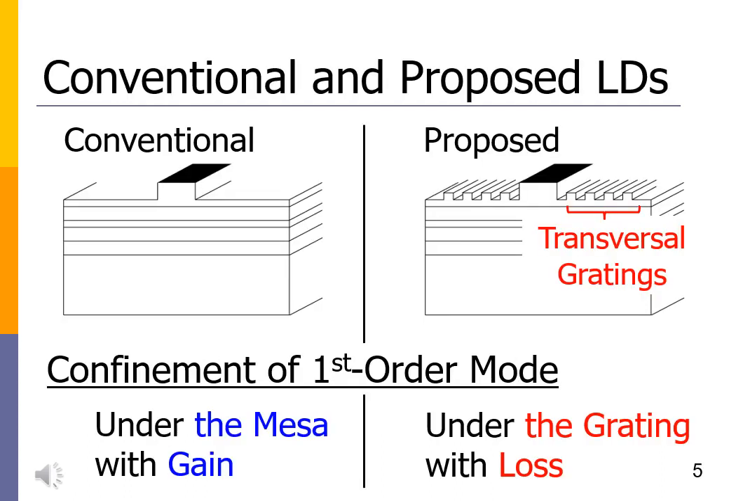The slide compares the conventional ridge structure and the proposed structure. The proposed structure has transversal diffraction gratings at both sides of the mesa. In a conventional ridge structure, the first-order mode is confined under the mesa with gain. In the proposed structure with transversal diffraction gratings, the first-order mode is confined under the grating with loss.